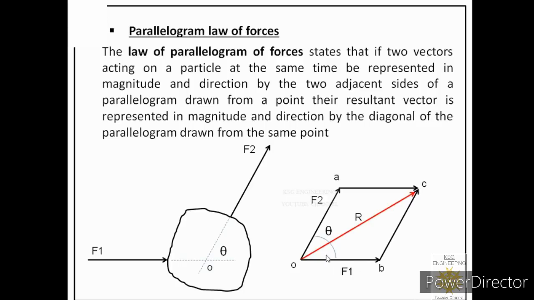Now if we sketch the longer diagonal of this parallelogram, which is starting from the same point at which both the forces are acting, then that particular diagonal will be represented as the resultant of these two forces. So this is what we have learned from this definition. And the angle which the resultant makes with any of these forces is labeled as alpha.